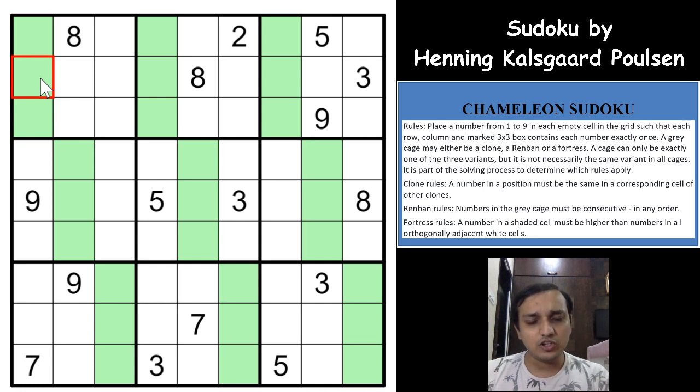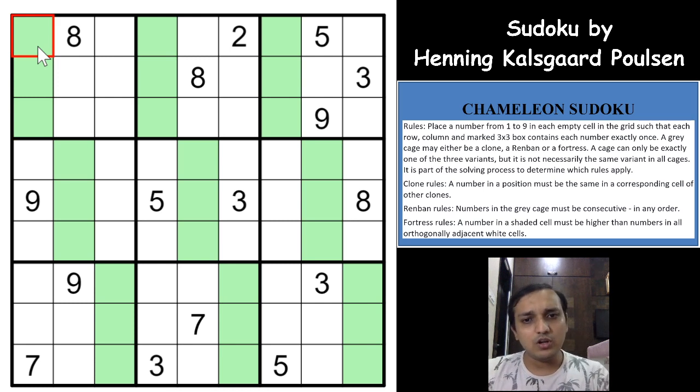We are not sure that all three rules are obeyed in this grid. So it is part of the solving to find out which region obeys which rule. We are not given that this region will obey a Renban rule or a fortress rule. It is part of the solving that we have to find out which rule is obeyed by which region and then solve the Sudoku, right?